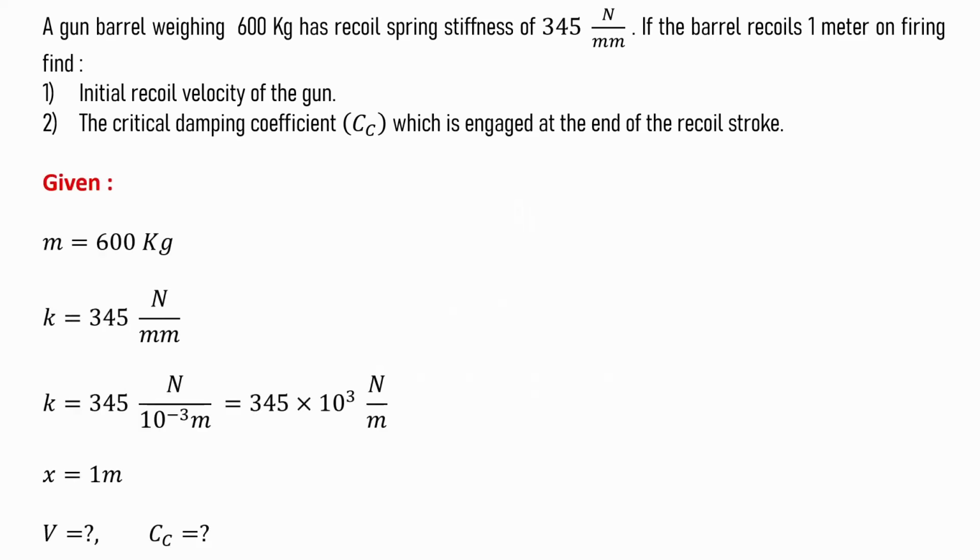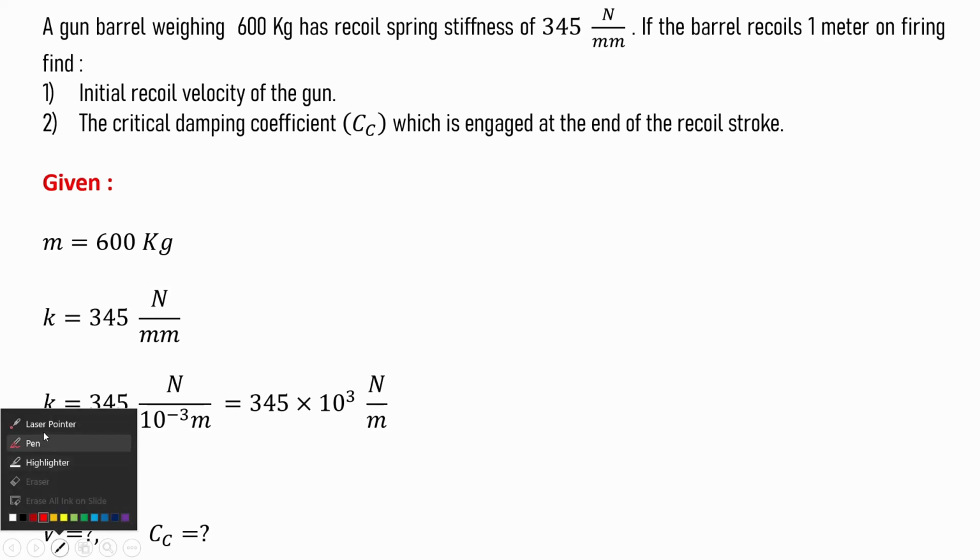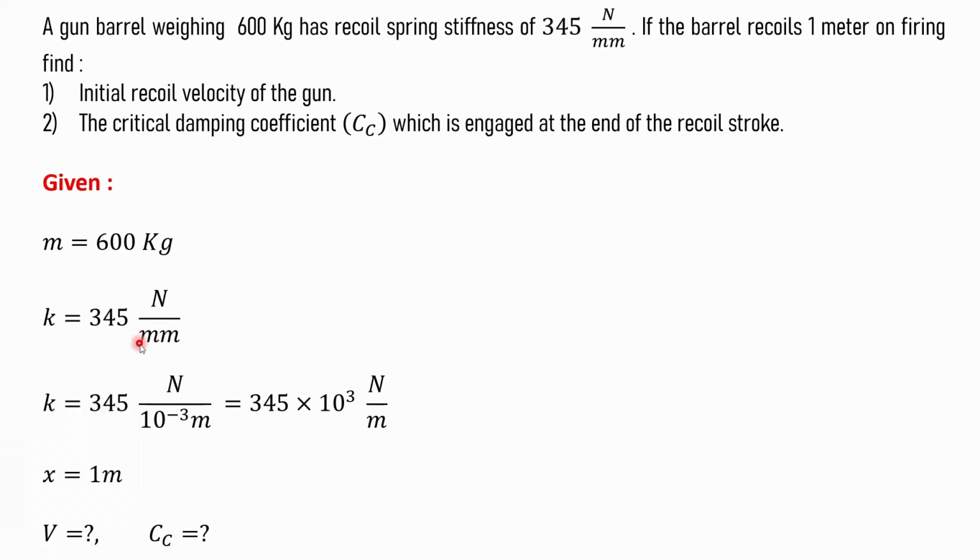So mass is given as 600 kg. Stiffness is given as 345 Newton per mm. So 1 mm is 10 raised to minus 3 meter. So this 1 upon 10 raised to minus 3 will come in the numerator. Reciprocal will be 10 raised to 3. So we have converted Newton per mm into Newton per meter. So it is 345 multiplied by 10 raised to 3 Newton per meter. Required distance is given as 1 meter, so displacement is 1 meter. We have to find out velocity and Cc, that is critical damping coefficient. So velocity is nothing but x dot.